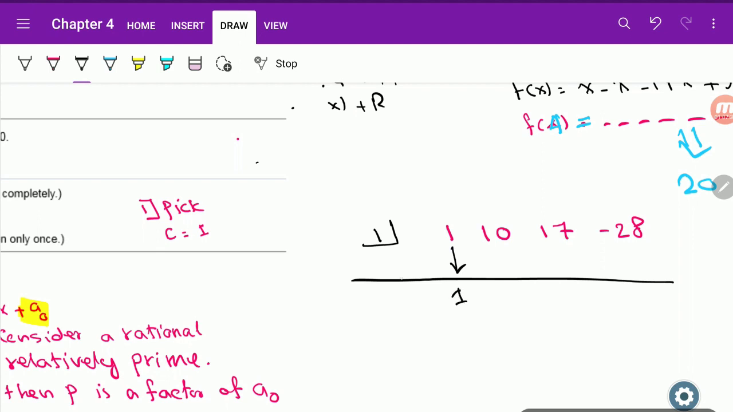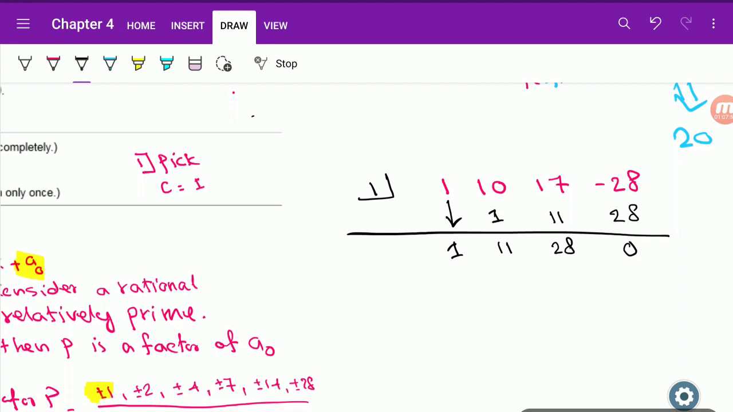So this is 1. Then 1 times 1 is 1. Then add these two guys, you get 11. 11 times 1 is 11. Add these two guys, you get 28. 28 times 1 is 28. Then you add these two guys, we got 0. Luckily, we got 0 from the first trial. Okay? So good.